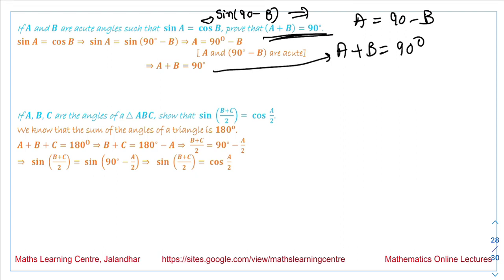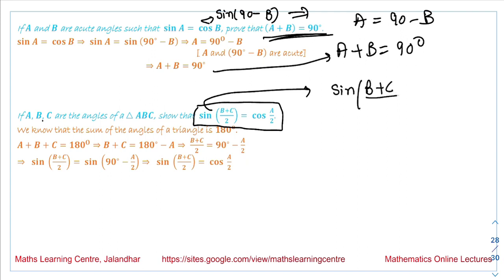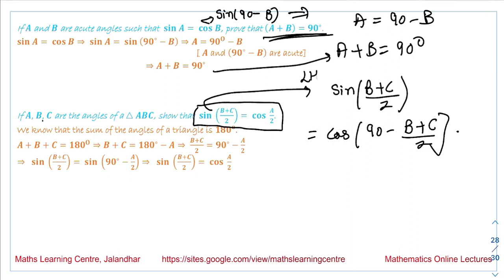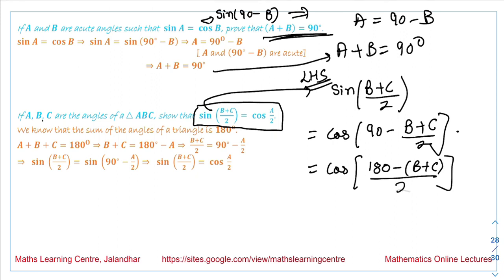Similarly, in the next question, if A, B, C are the angles of a triangle, we have to show that sine of (B plus C) by 2 is equal to cos A by 2. Now when we are talking about this angle, sine of (B plus C) by 2, we can write it as cos of 90 minus (B plus C) by 2. I am talking about the left hand side of this equation. This is equal to cos of (180 minus (B plus C)) by 2.